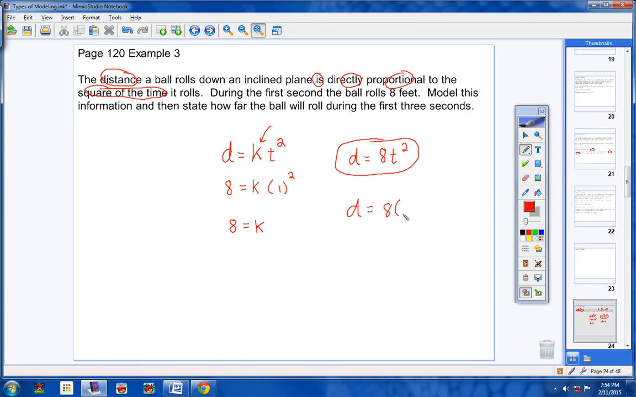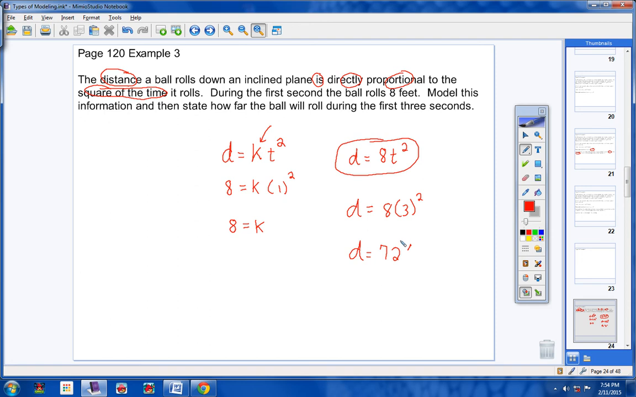Just like that. And find the distance. Now remember, you do not take 8 times 3 first. You square your number first. So 3 squared is 9. Then take 9 times 8 and you will get 72. 72 feet, okay? So there we go.